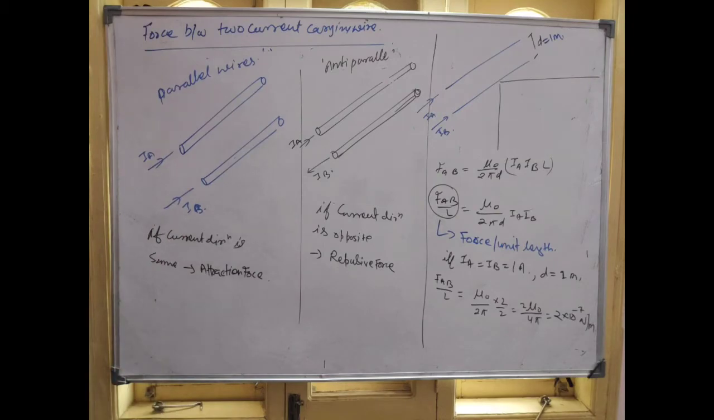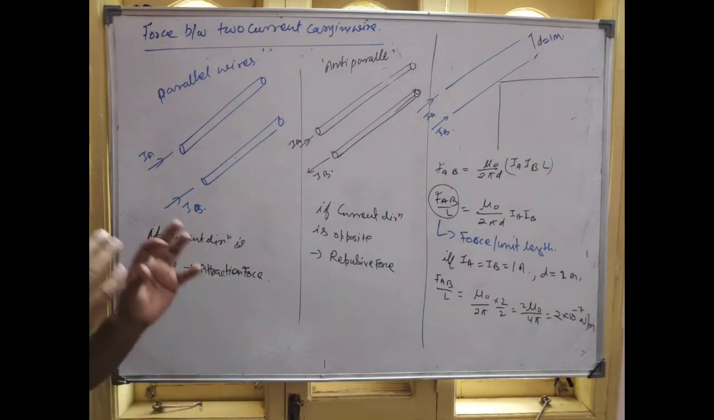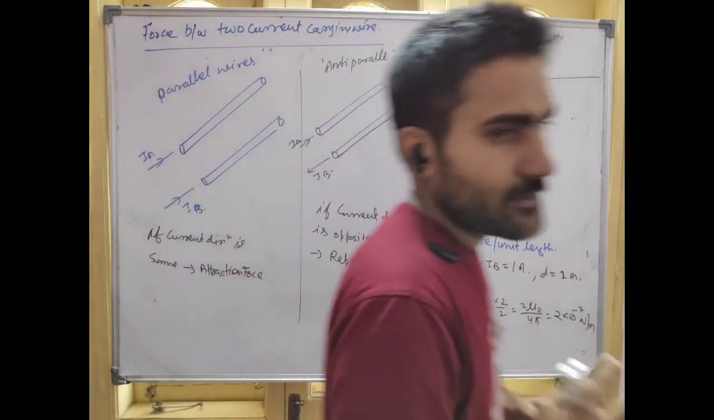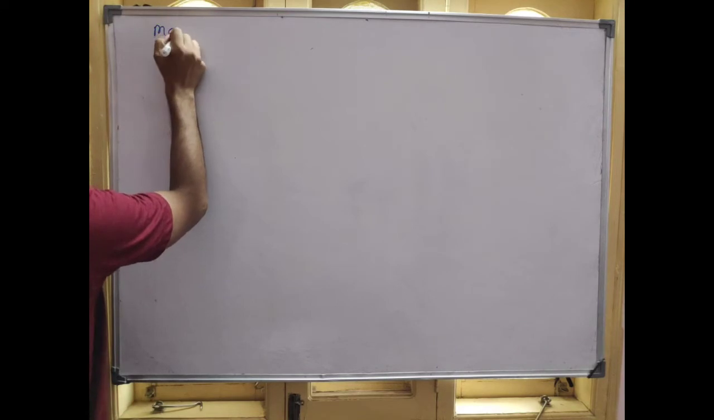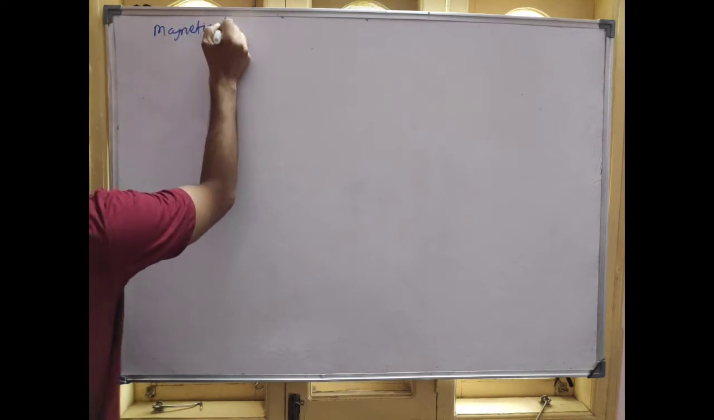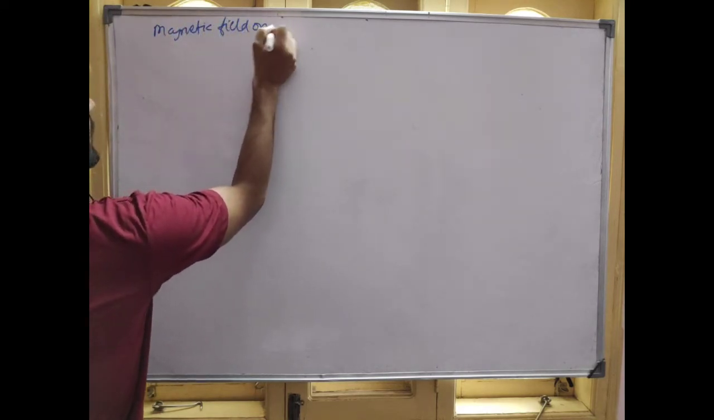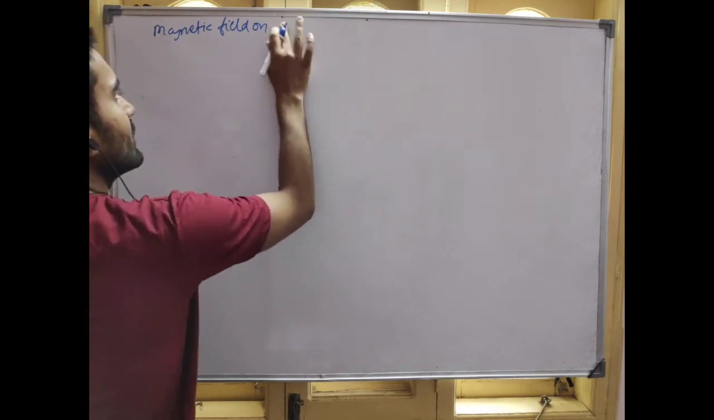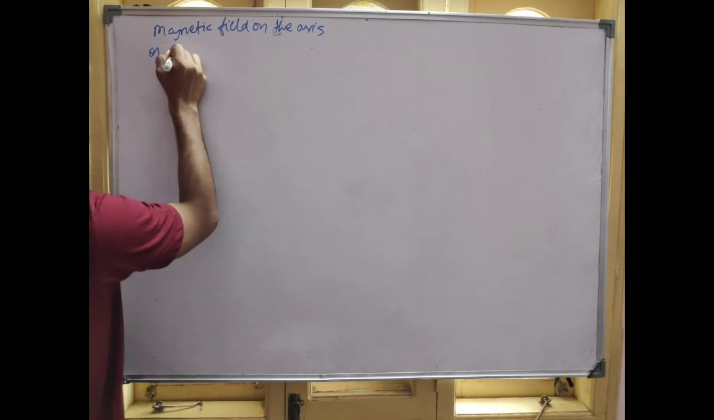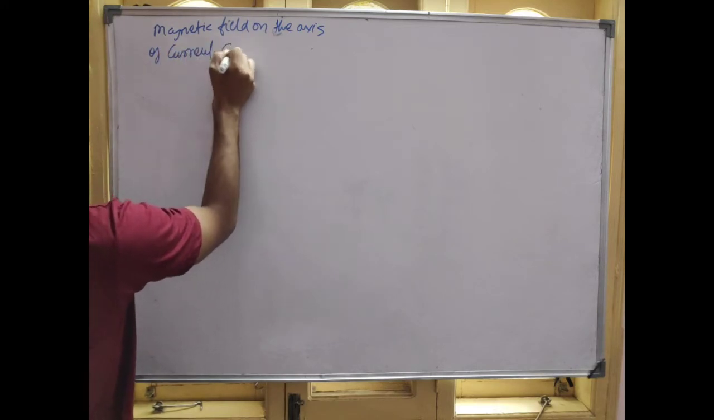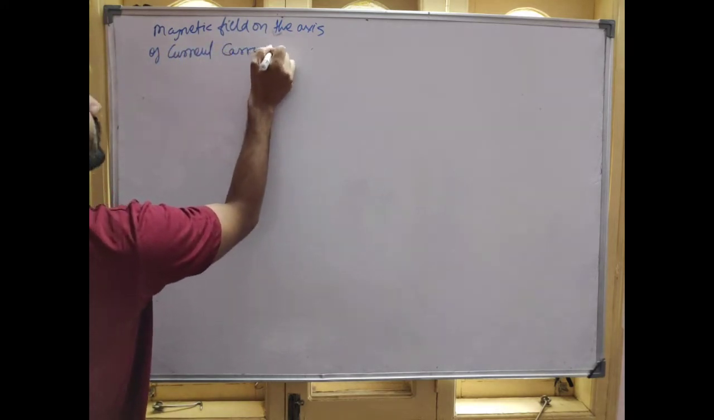Okay, first you take this, then we will write the definition of 1 ampere. Just write this fast. The magnetic field on the axis of a current carrying loop.